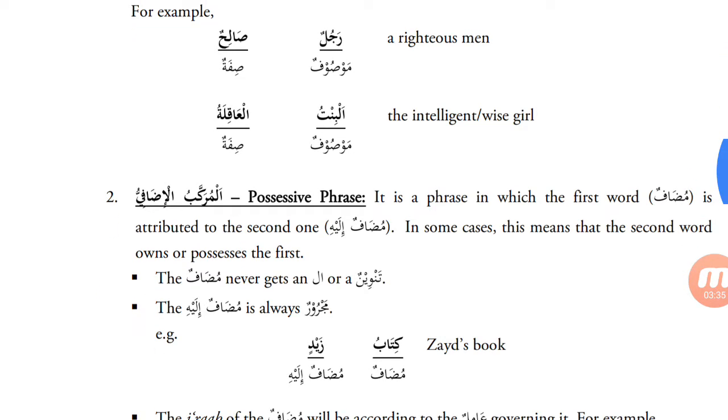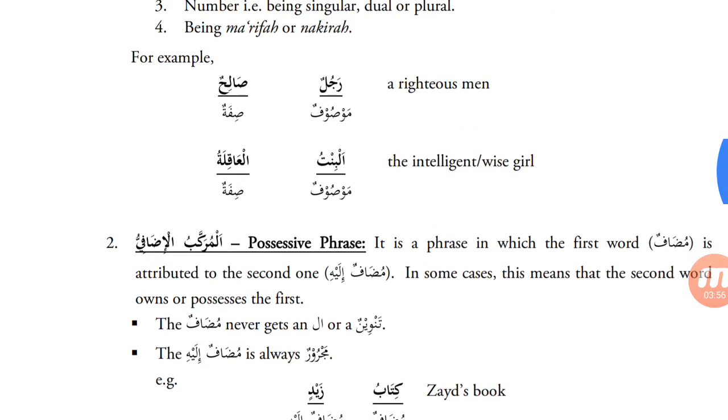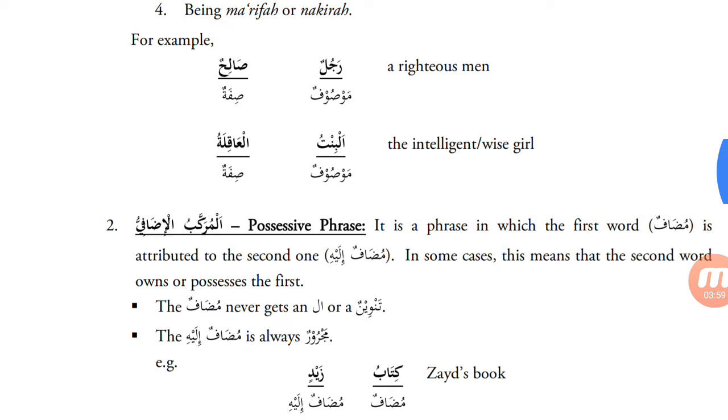So the mawsuf and sifa will match in 4 things. Number 1, i'rab. Number 2, gender. Number 3, ta'rif and tankir. Meaning if the mawsuf is ma'rifa, the sifa will be ma'rifa. Ma'rifa means definite. If the mawsuf is nakira, indefinite, the sifa will also be indefinite. And finally, number as well. If the mawsuf is singular, the sifa will be singular. If the mawsuf is dual, the sifa will be dual. If the mawsuf is jam'a, plural, the sifa will be jam'a, plural.